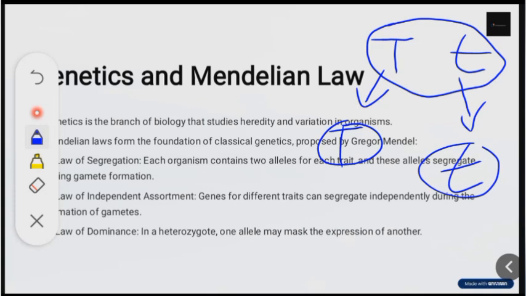Now each sperm cell receives an individual allele. Are we together? Let's say this is from the parents, and this is from the dad, then this one from the mom. When the mom wants to form a gamete too, she's going to separate. You now have small t here, small t here.